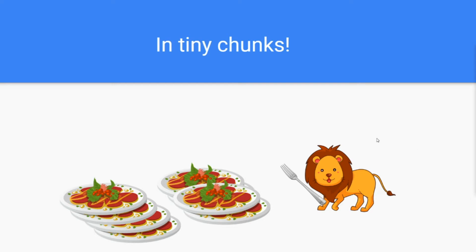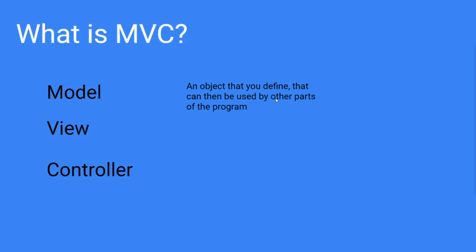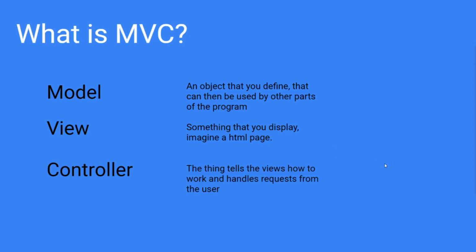So let's get started. What is MVC? Model, view and controller. A model, it's an object that you define and then that can be used in other parts of the program. A view is something that you display for you people in front end. Imagine it's like a HTML page. And the controller. This is really the cogs of the program. It's the thing that tells the views how to work, and it also handles all the requests that come in from the users and what to display on the pages and such like, and what to do with information that's sent back from the user.